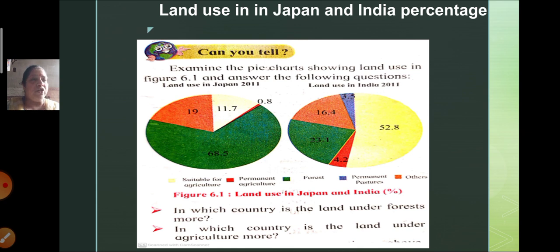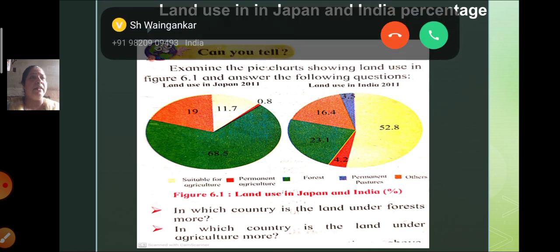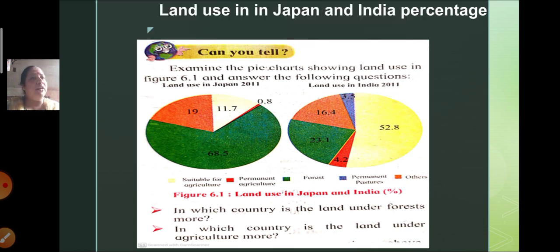It should always have 35% or more than 35% of land under forest area. It is necessary to have so much land under forest area, and you can see over here Japan is having 68.5% of land under forest area. So they are very much lucky.